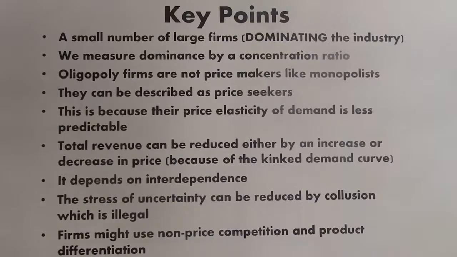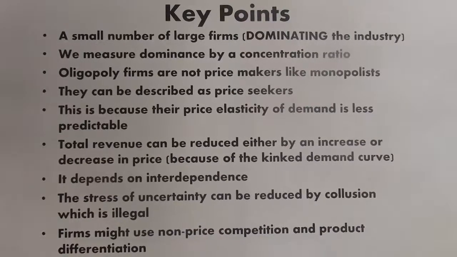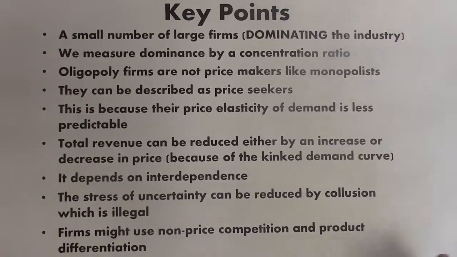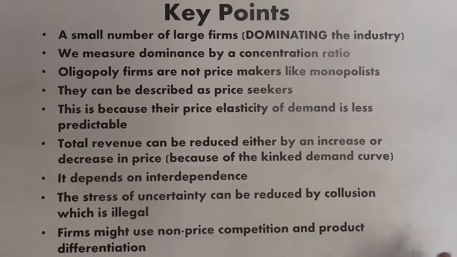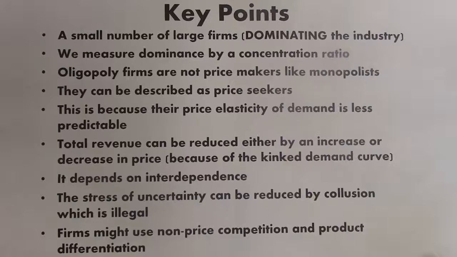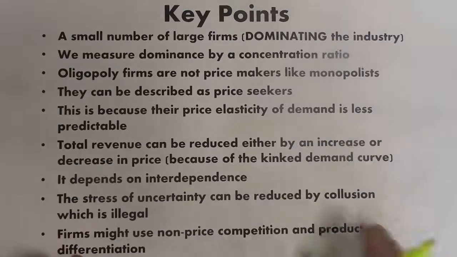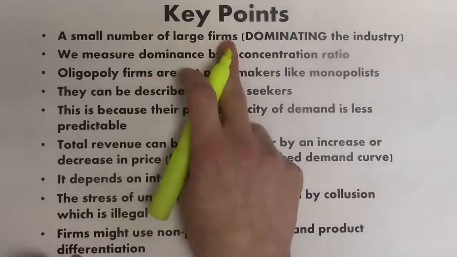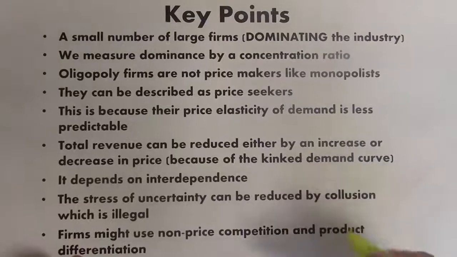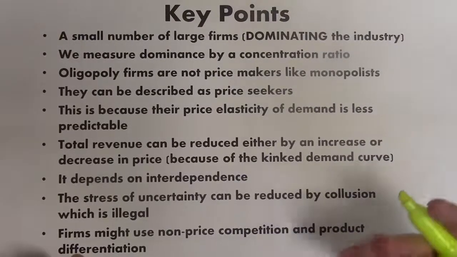Oligopoly then, a form of imperfect competition. Oligopoly is a difficult and tricky one to get your head around, because there are degrees of uncertainty as to what actually constitutes an oligopolistic market structure, but we'll go through some of the key elements that you need to know for oligopoly. First and foremost, with oligopoly, we're looking at a small number of large firms. We deem these firms to be small in number, but the actual size of the firms is relatively large.